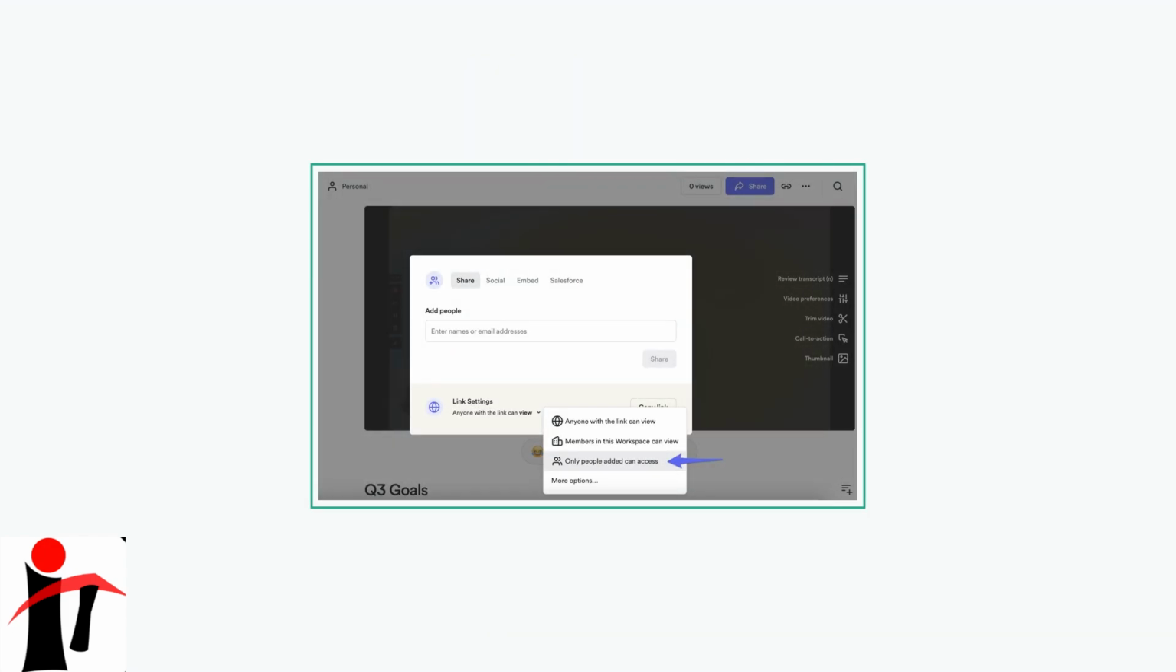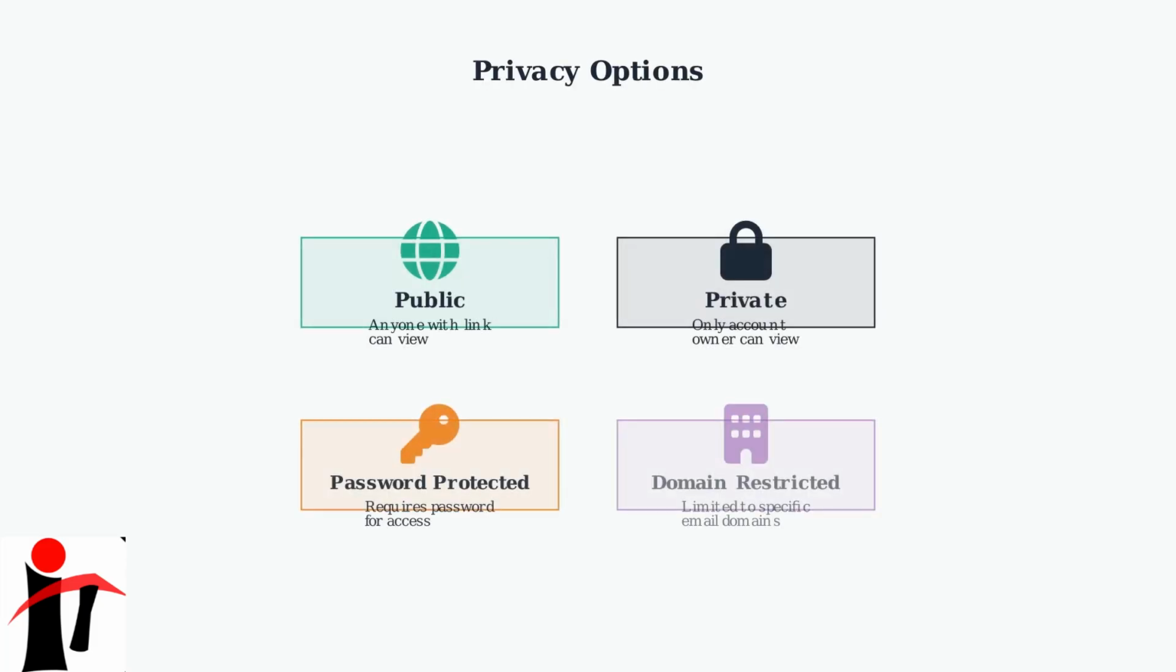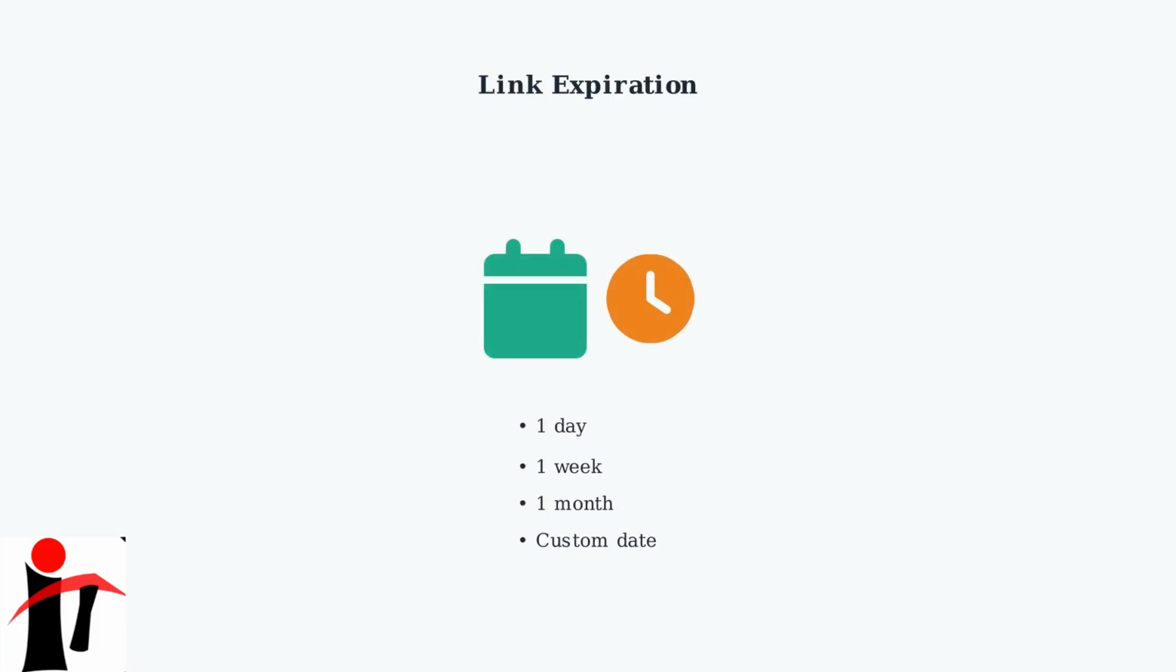Once your video is uploaded to Loom, you have complete control over who can access it through various privacy and sharing options. Loom offers 4 main privacy settings to control access to your videos. Each option provides different levels of security and accessibility. For additional security, you can set expiration dates for your shareable links. This automatically revokes access after a specified time period.